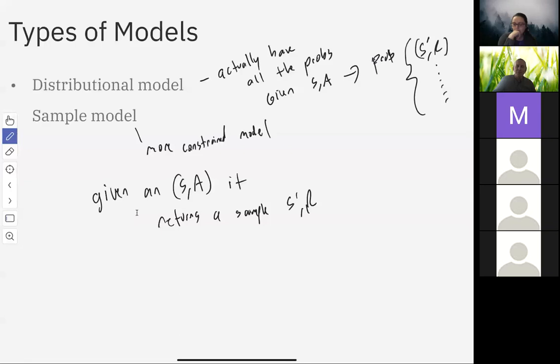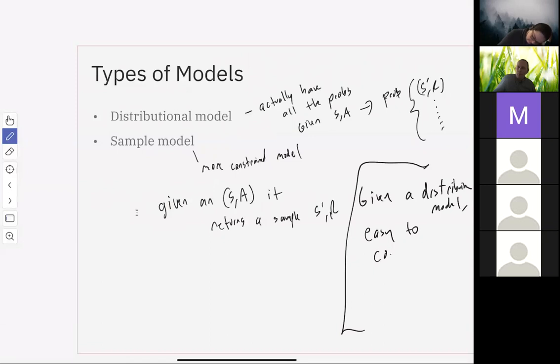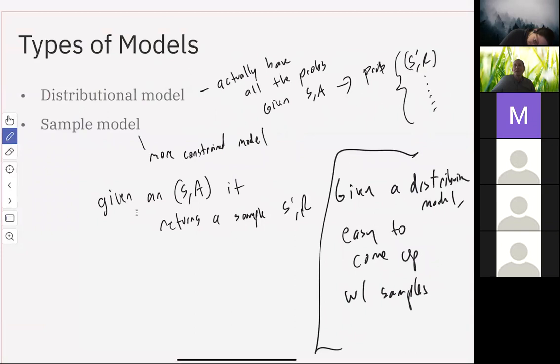Certainly, given a distributional model, you can come up with samples, right? If we have a distributional model, it's easy to come up with samples. It basically just says, take the probabilities for the given state and action and roll weighted dice appropriately to come up with the next state and reward. You can't go the other way necessarily though. With a sample model, it's much harder to come up with a distributional model. Questions on this so far?